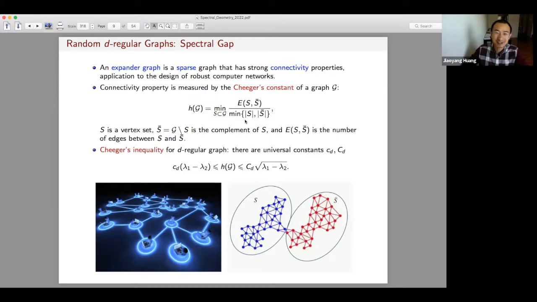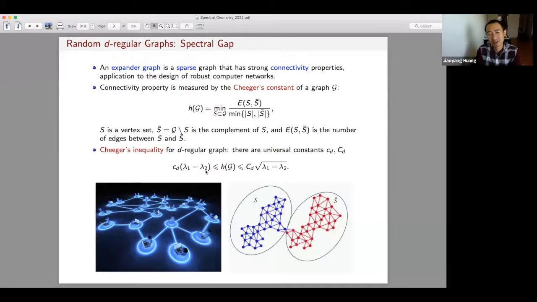But in practice, computing the Cheeger constant of a graph is pretty hard. In fact, in the worst case scenario, it's NP-hard. But thanks to Cheeger's inequality, which relates the Cheeger constant with the spectral gap, the gap between the largest and second largest eigenvalue, roughly the Cheeger constant is of the same order as the spectral gap. Computing the spectral gap just means computing the largest and second largest eigenvalue, which from linear algebra is pretty easy.